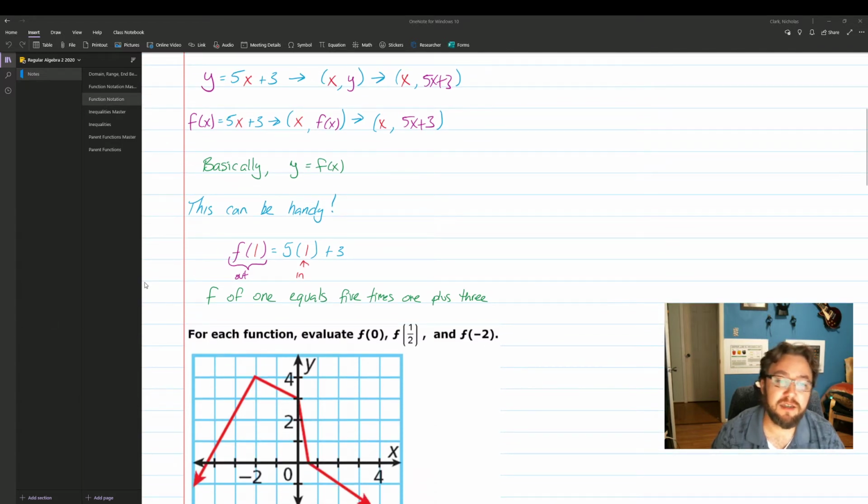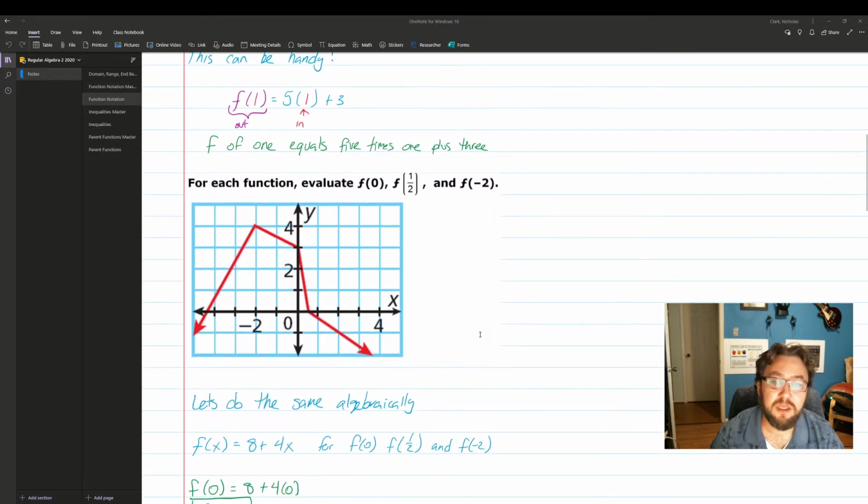And this is handy for a couple reasons. The one right now is whatever that x value is, your input, is what you're going to plug in for x to solve your equation. So in this case, f of 1 would be 5 times 1 plus 3. We can also take a look at functions like this and evaluate our function. So let's evaluate f of 0.